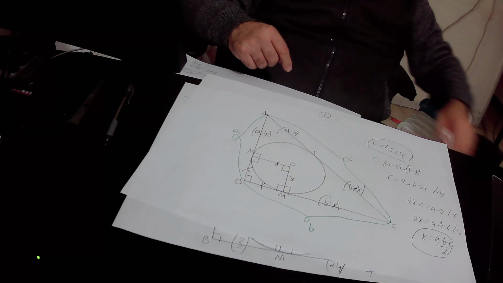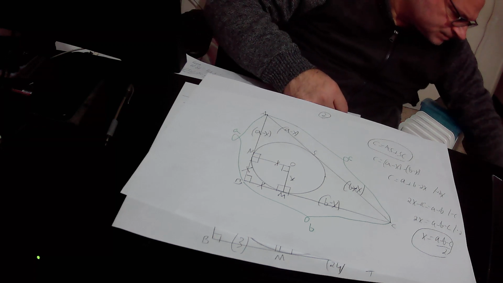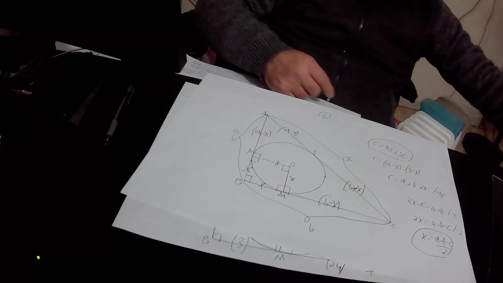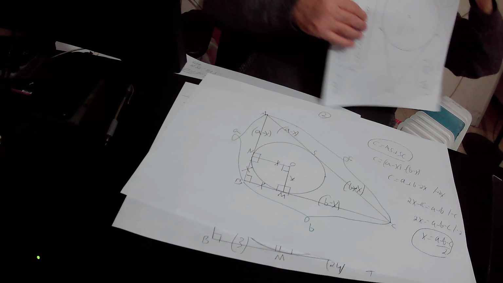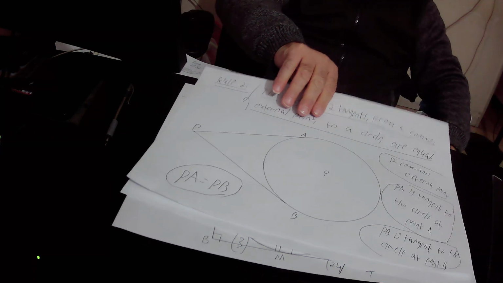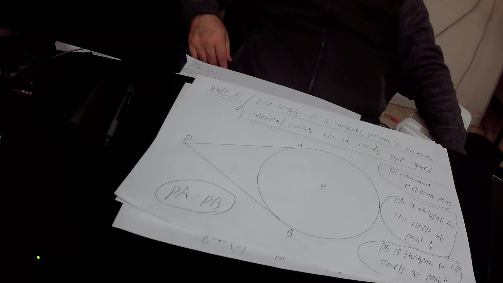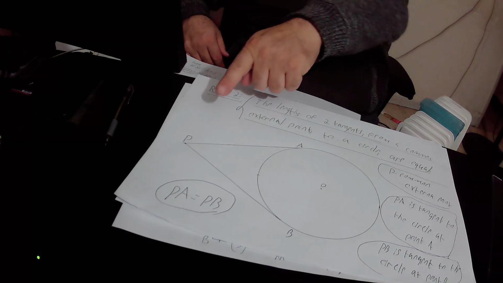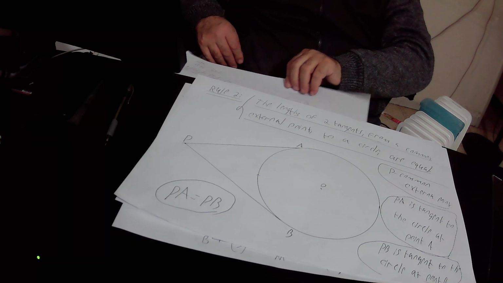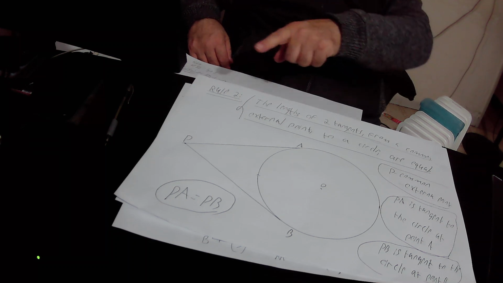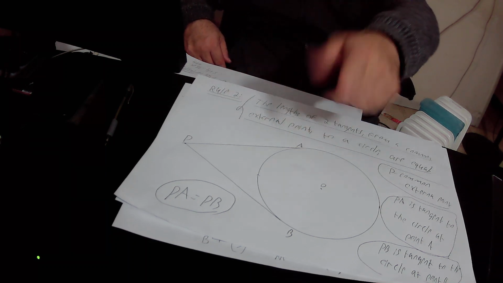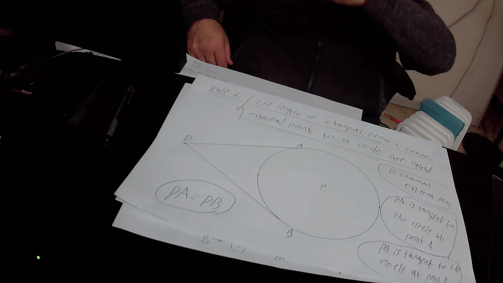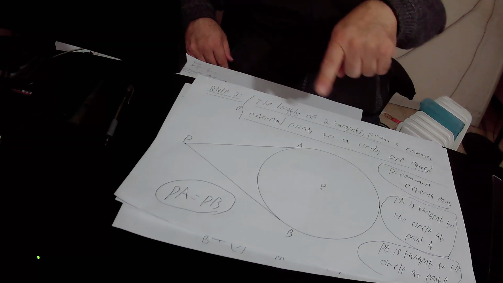Then I presented to you rule number 2. According to rule number 2, the lengths of two tangents from a common standpoint to a circle are equal. We have the common standpoint, point P. From point P, we have two tangents to the circle, tangent PA and tangent PB. And according to this rule number 2, they are equal to each other. That is to say, PA equals PB.